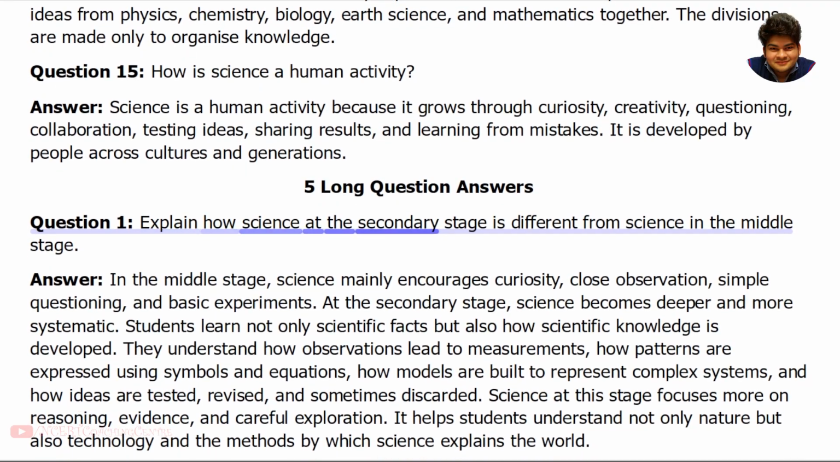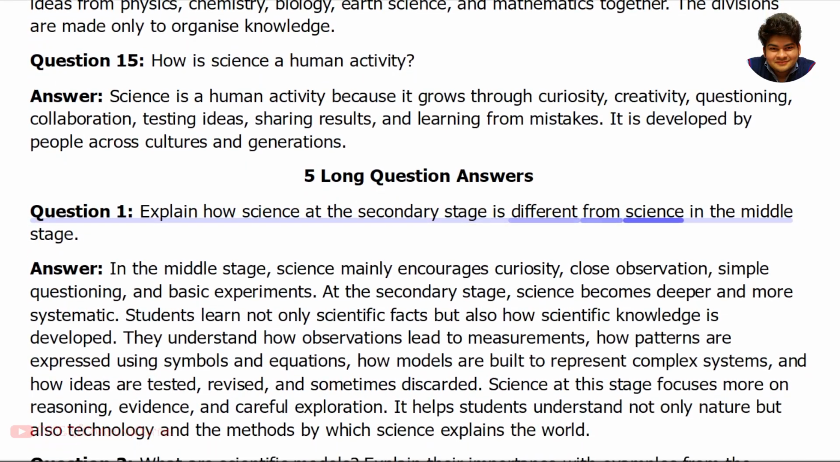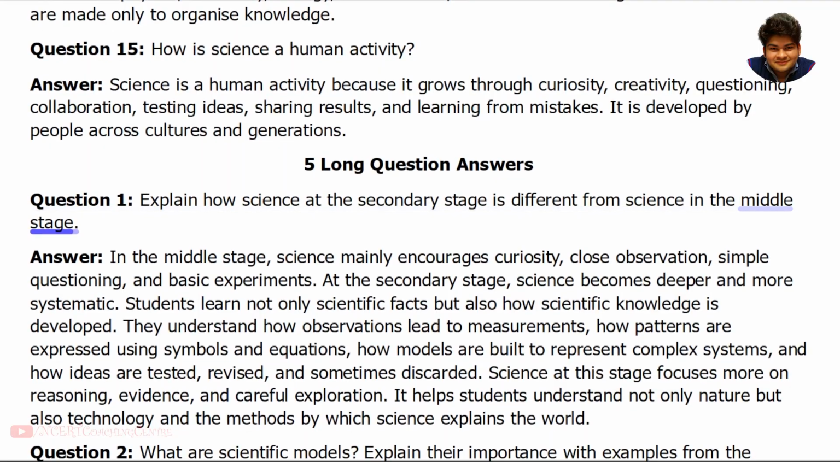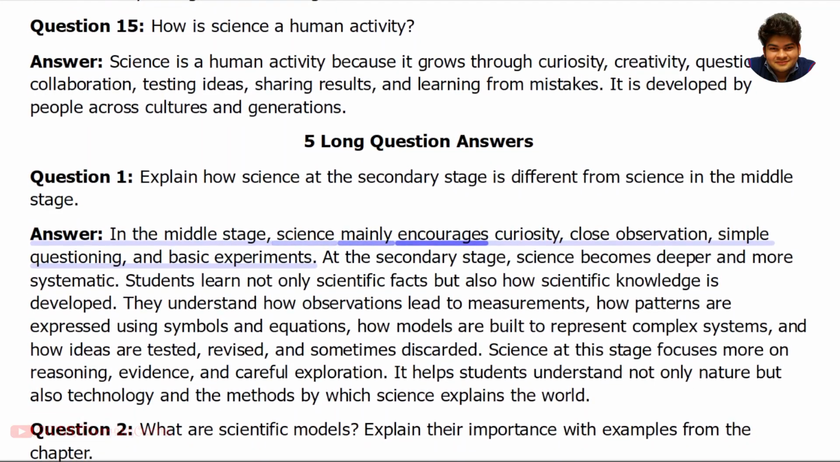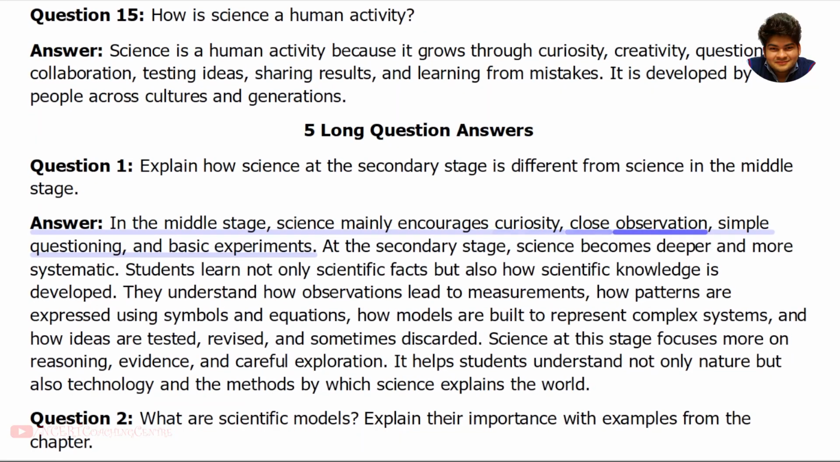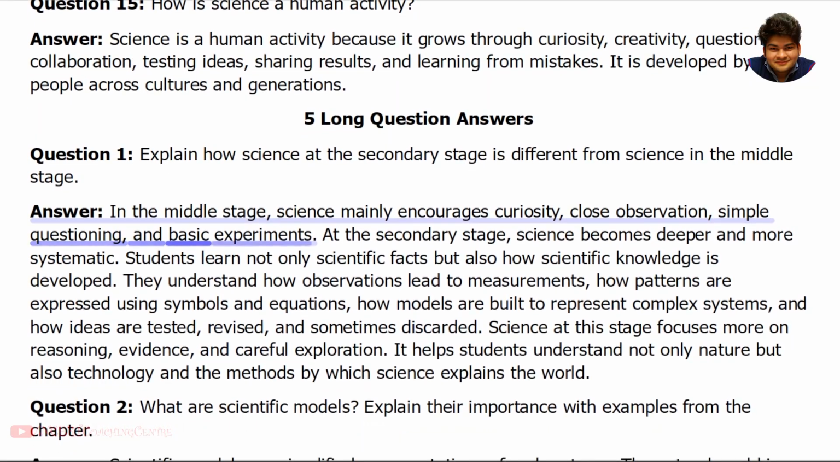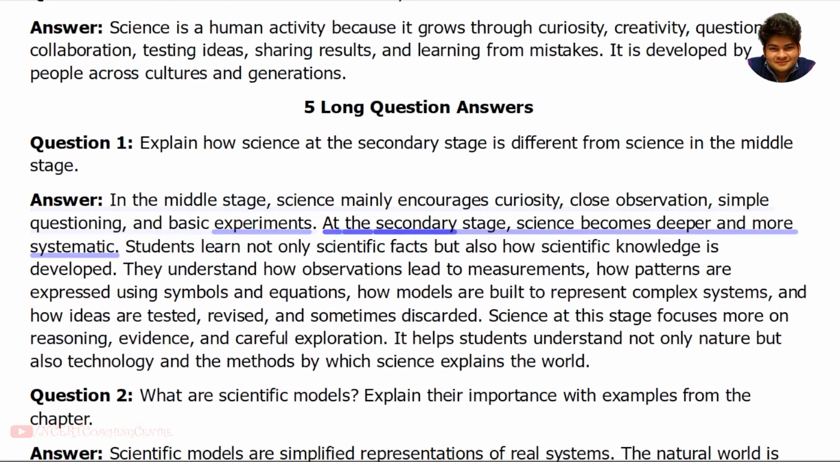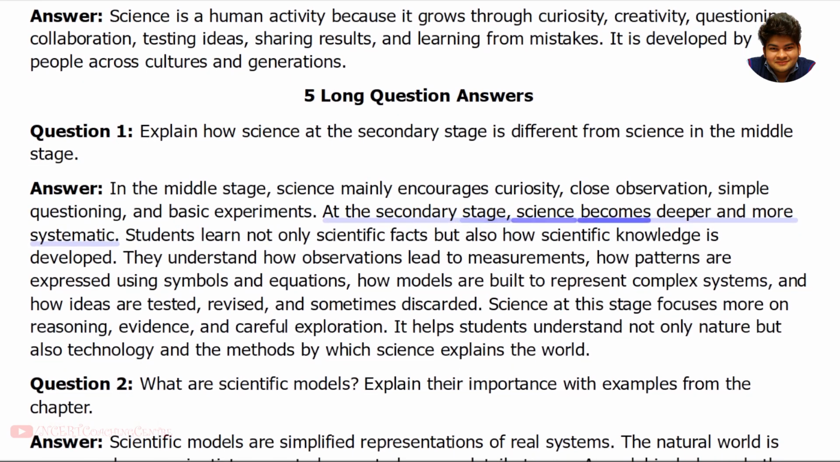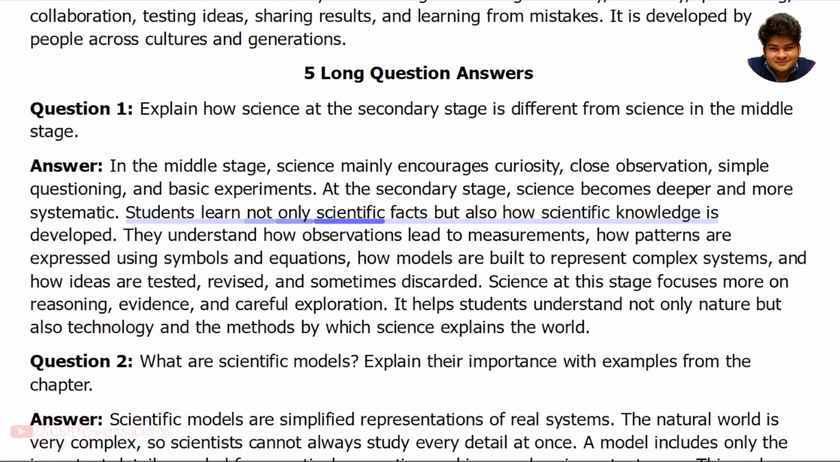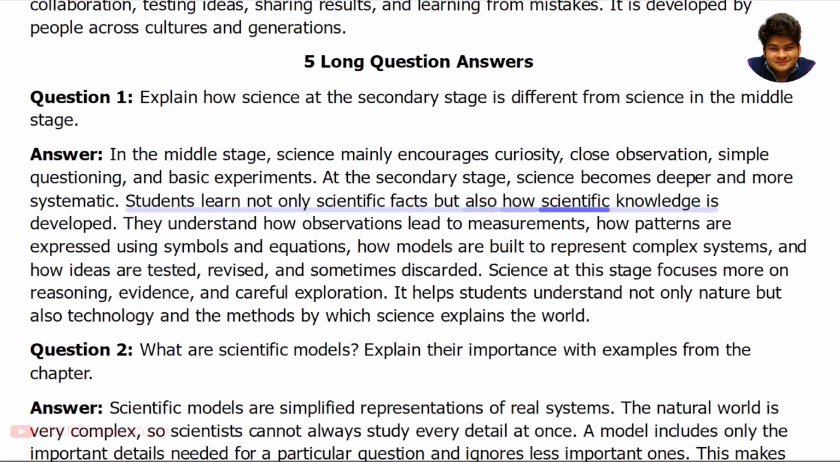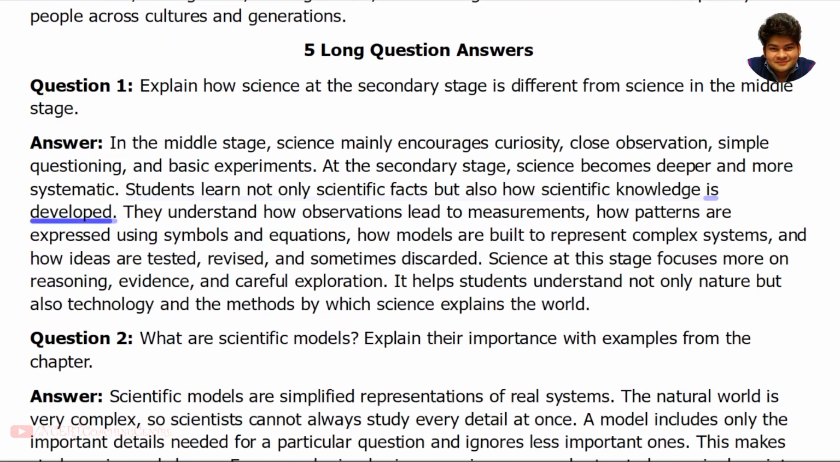Explain how science at the secondary stage is different from science in the middle stage. Answer: in the middle stage, science mainly encourages curiosity, close observation, simple questioning, and basic experiments. At the secondary stage, science becomes deeper and more systematic. Students learn not only scientific facts but also how scientific knowledge is developed.